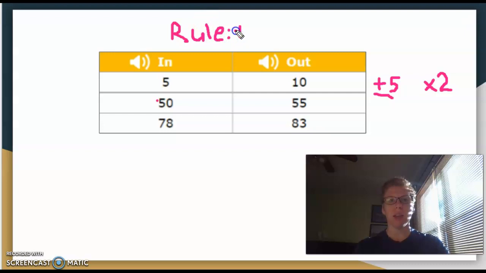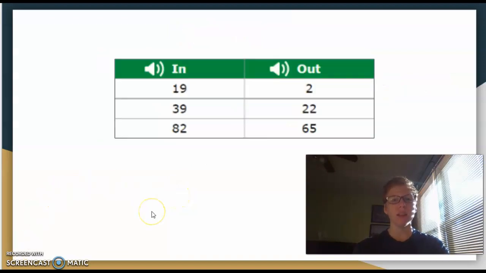is adding 5. And so whenever you look at an input-output table, you will be in charge of finding what the rule is. Now remember, if the number is getting larger, you're either adding or multiplying. If the number is getting smaller, you're either subtracting or dividing. Let's do another one. In this input table, we've got 19, 39, and 82 on the left side.